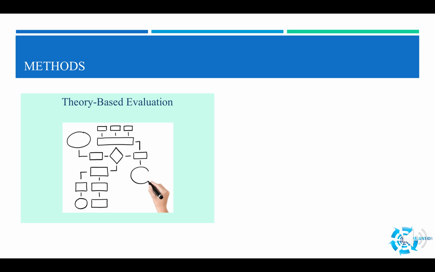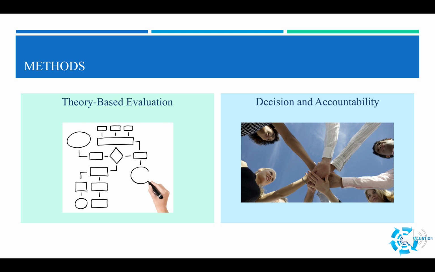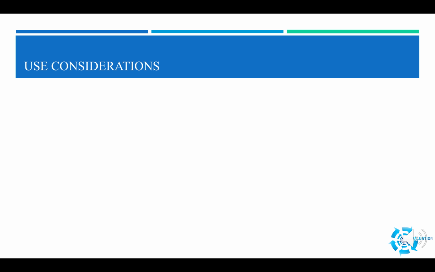Next, we're going to look at the methodologies for each. TBE primarily makes use of the logic model, oftentimes through flowchart methods. DAO, on the other hand, uses a variety of different types as long as the stakeholders are involved. Next, the way these are used and considered used.